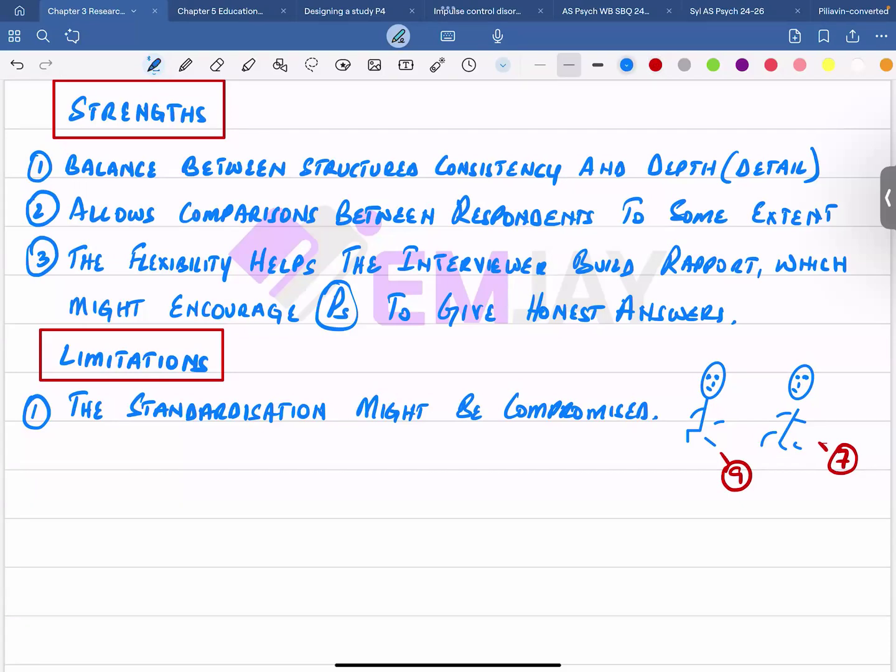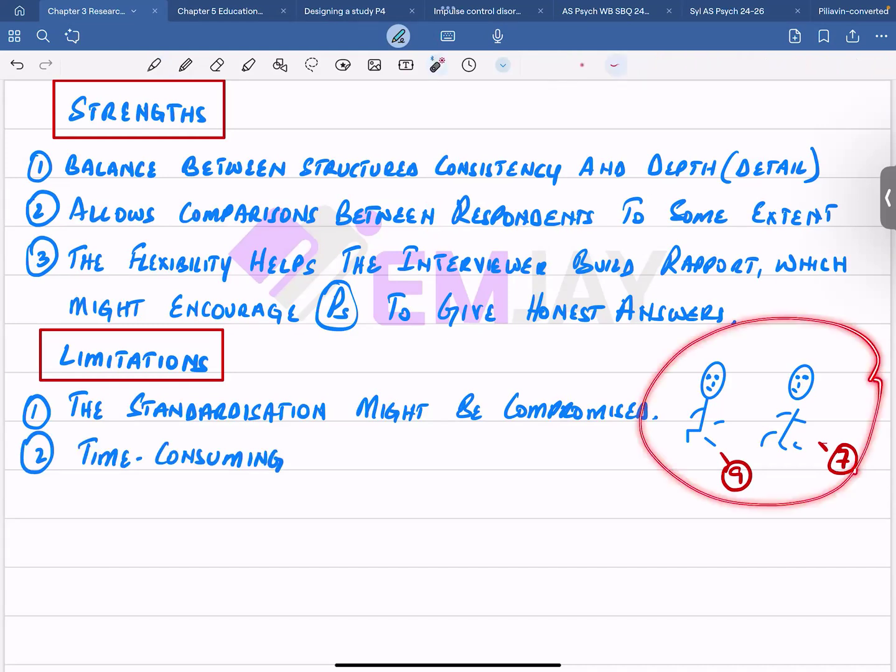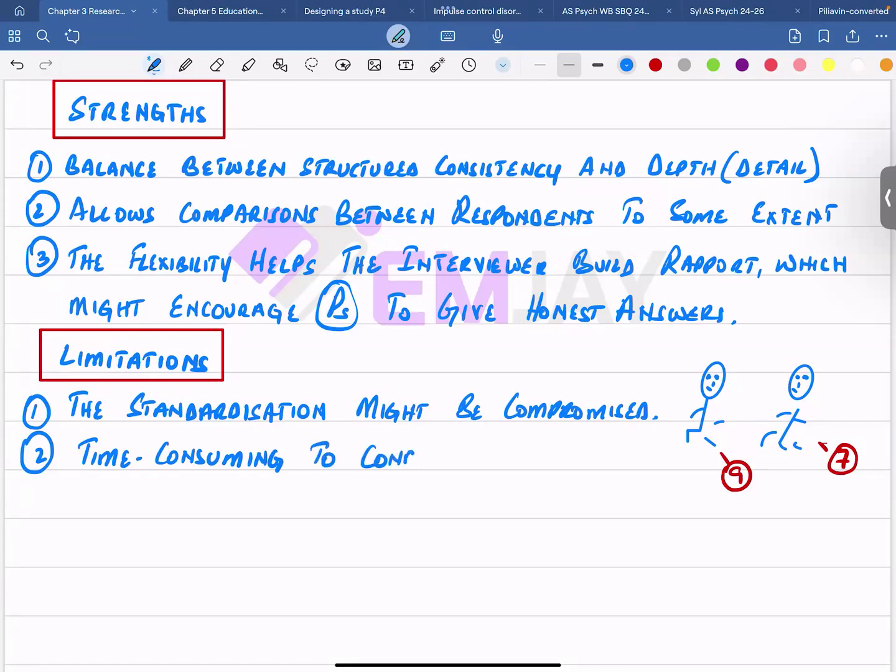Number two, these types of interviews might be time consuming when it comes to analysis. Of course, it would be time consuming because, like I said for the sake of an example, if one respondent is answering 7 questions and the other one is responding to 9 questions, you have to compare like with like. Taking this ahead, this might be time consuming to conduct and analyze.